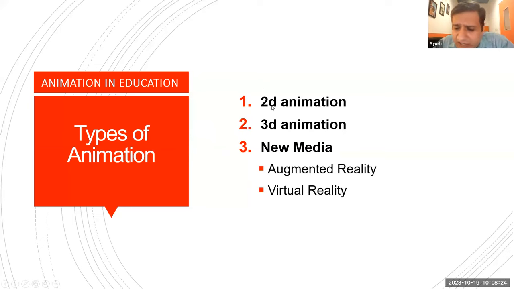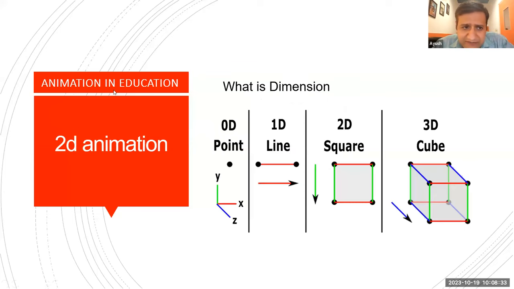When we say D for dimension, our mathematics students would already know what a dimension is. Dimension is the degree of movement that a point, or anything in the animation, is allowed. How many ways can a point move? Suppose there is a point and you don't allow it to move anywhere, that is a zero dimensional space, a zero dimensional world.